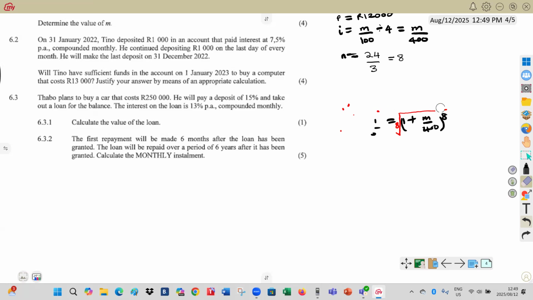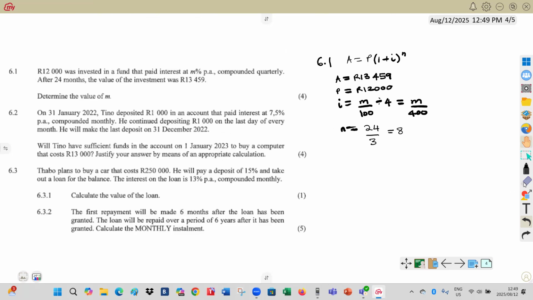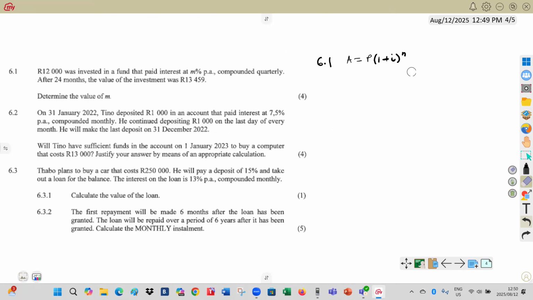So if you check, you have to take note whenever you are answering these questions. Before you answer, make sure that you read and understand these questions so that you don't make unnecessary mistakes. So the second question, 6.2, there it is.